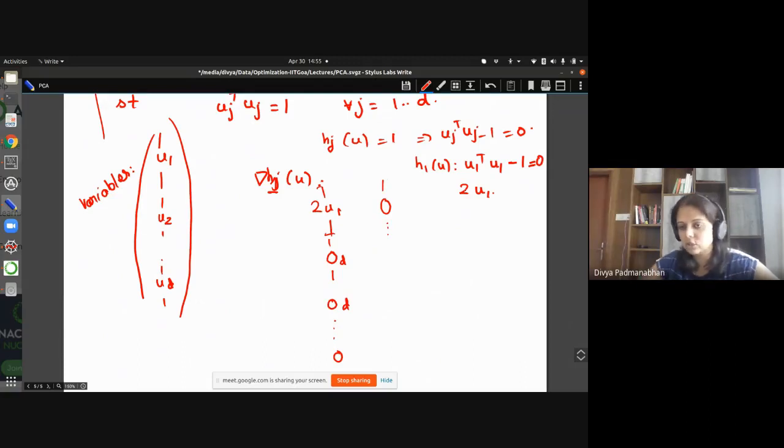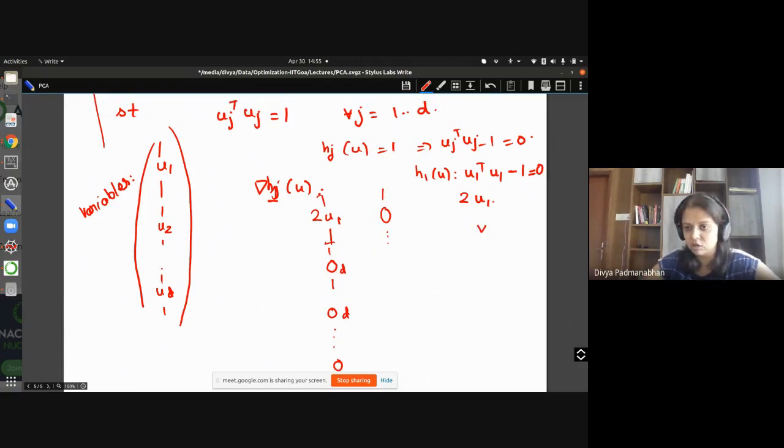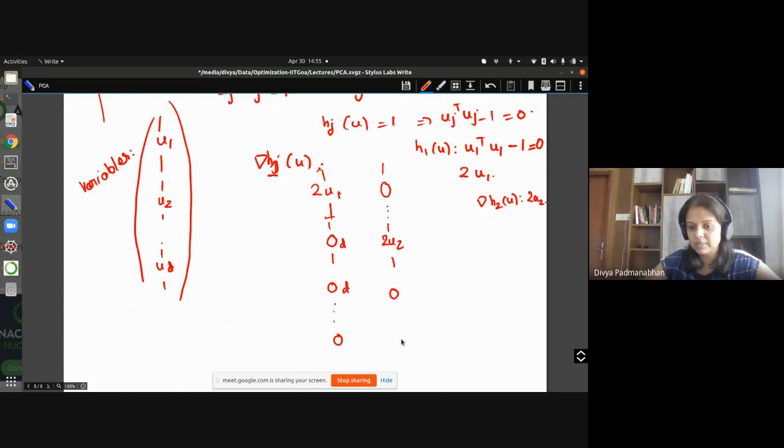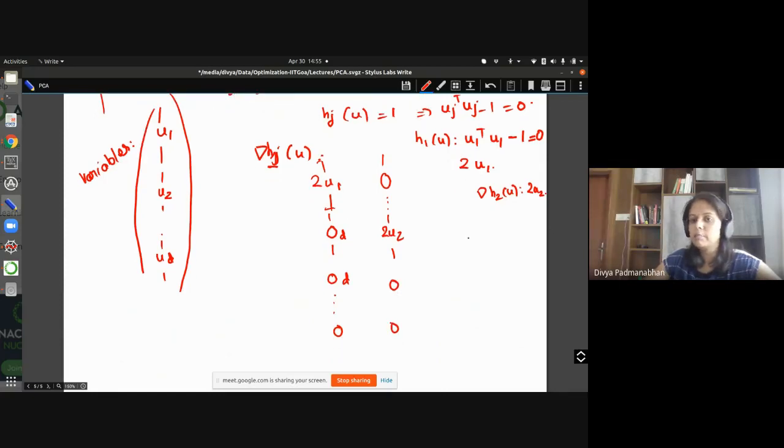because the gradient is just going to be 2u2. So the gradient of h2 of u, you're just going to get 2u2 here, and all these are going to be zeros. Like that you will get so on, and for the last constraint you're going to get 2ud here, and everything else is going to be 0.